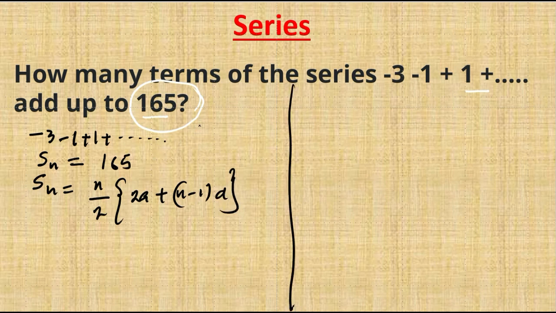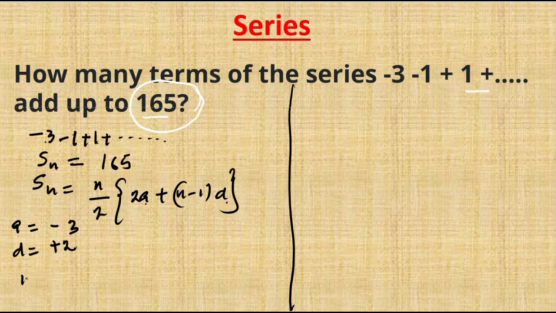where my n is the number of terms, which is what we're actually going to look for now. And my a here is the first term of the series. Obviously, a in this question is -3. And my d here is the common difference. If my first term is -3, the second term is -1, and the third term is +1, obviously my difference is +2. So my d here is +2.